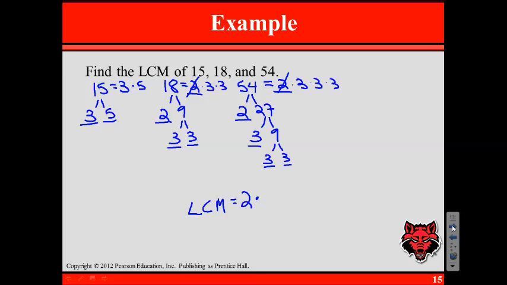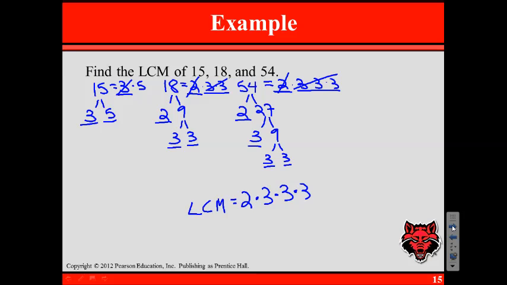Next, I look at 3. 15 has 1 3. 18 has 2 3's. 54 has 3 3's. So the most that 3 shows up in any given prime factorization is 3 times. So I take that greatest number and I put that into my multiplication problem for the least common multiple. And now I'm finished with all of my 3's.